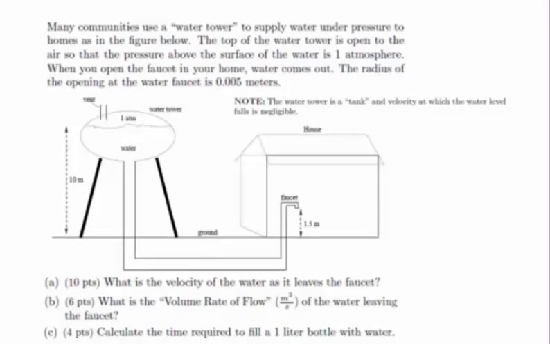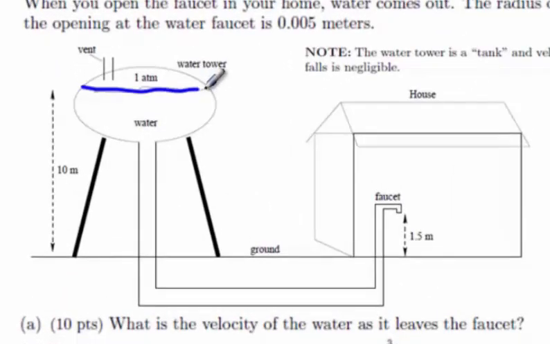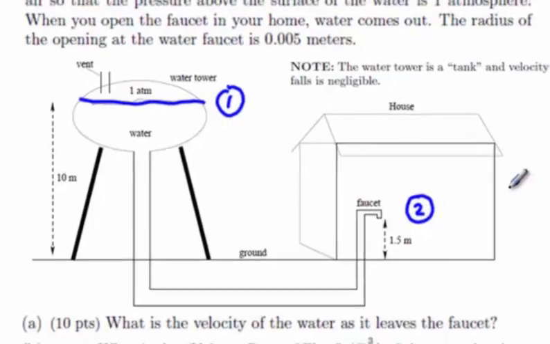This is a fluid problem, and so we'll be using the Bernoulli principle to solve the problem. The Bernoulli principle is applied by locating two locations within a single fluid and connecting them via Bernoulli's principle. We'll choose our two locations as, number 1, the top surface of the water in the water tower, and number 2, the water as it exits the faucet in your home.